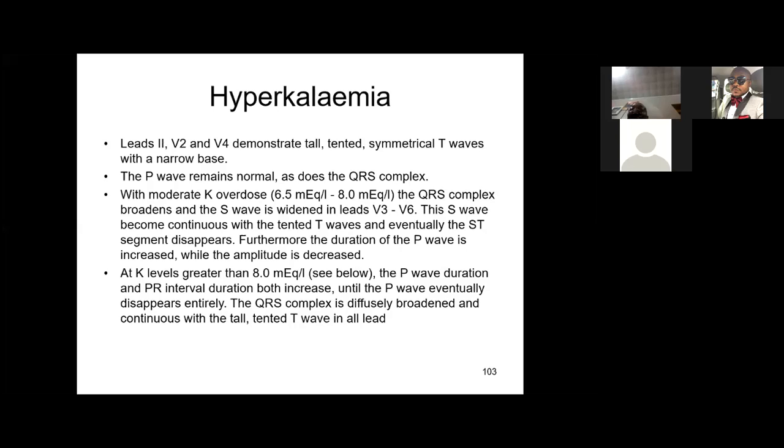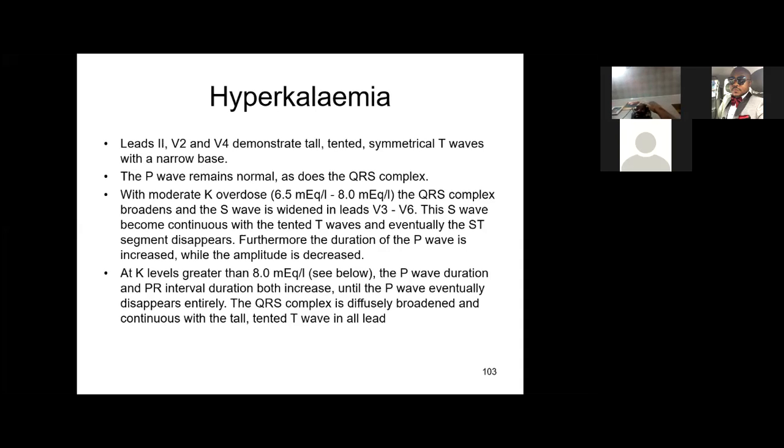Then hyperkalemia, electrolytic changes. I chose hyperkalemia as an example. There are other examples, but to keep to time, I just decided to focus on hyperkalemia. Leads 2, V2, and V4 demonstrate tall-tented symmetrical T waves with a narrow base. The P wave remains normal, as does the QRS complex.